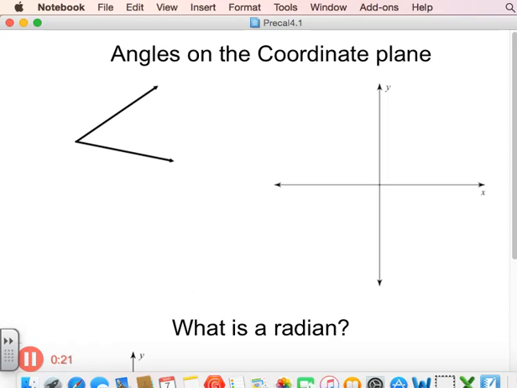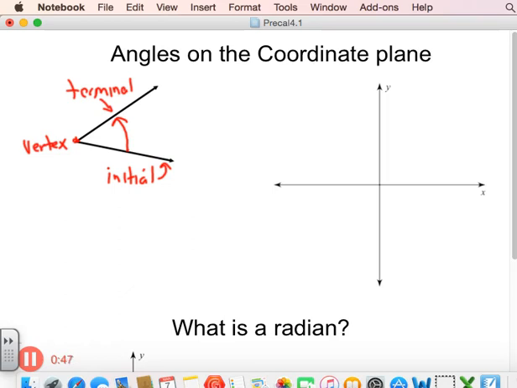So right here, we've got an angle. If we said the angle opens in this direction, then we would call this side the initial side, and then the side that the angle stops at, the terminal side. Okay, and of course here is the vertex. So that's the basics of an angle.